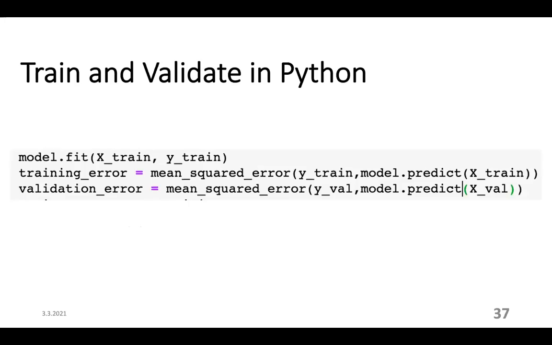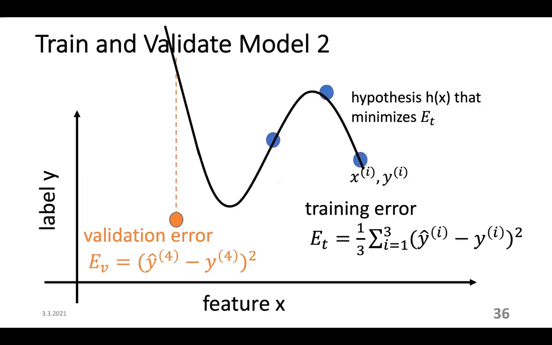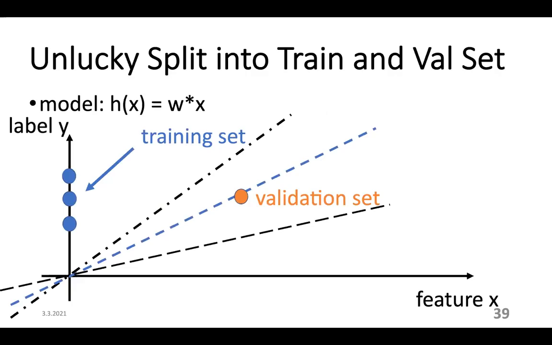Okay, so there are several variations of this basic idea. The basic idea is always the same. Partition your data set into subsets, use some subset for training and the other subset for validation. However, if you use only this single split here, you might be very unlucky.